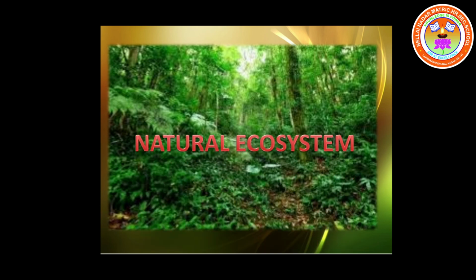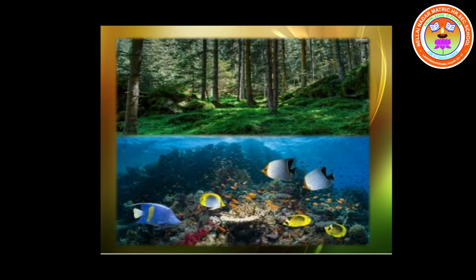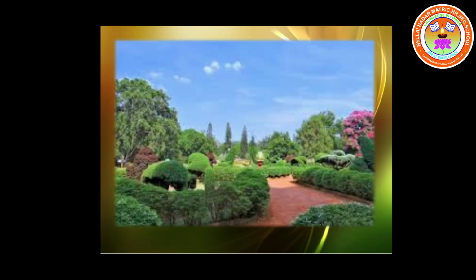So, what is a natural ecosystem? Natural ecosystem originated without any human intervention is called natural ecosystem. Children, natural ecosystems are formed without human intervention. This can be classified into two types, that is terrestrial ecosystem and aquatic ecosystem.